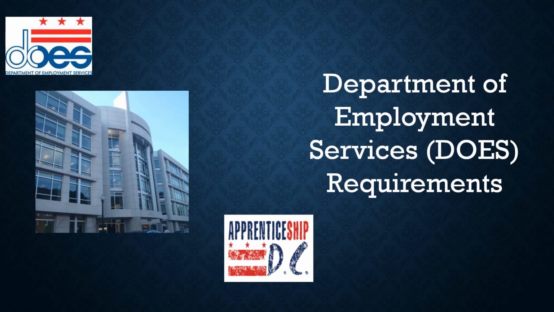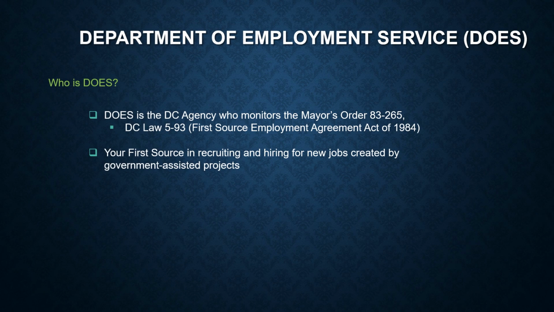Next, we're going over the Department of Employment Services, DOES, employment requirements. DOES is the DC agency who monitors the First Source Employment Agreement Act of 1984, as well as the Office of Apprenticeship. DOES must be the first source in recruiting and hiring for all new jobs created by all government-assisted projects in the district.